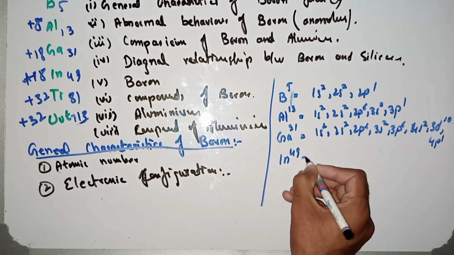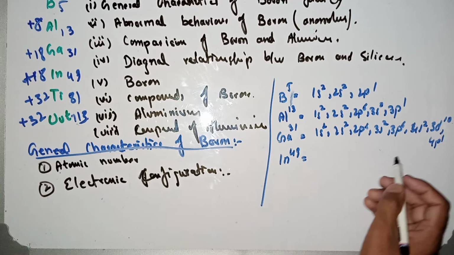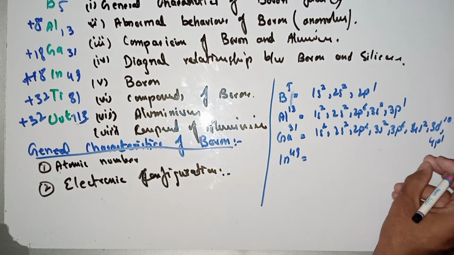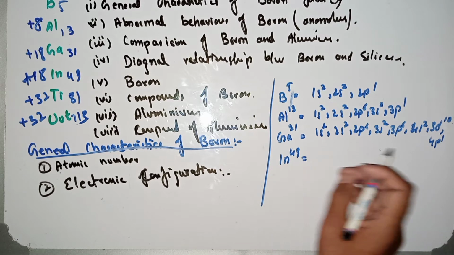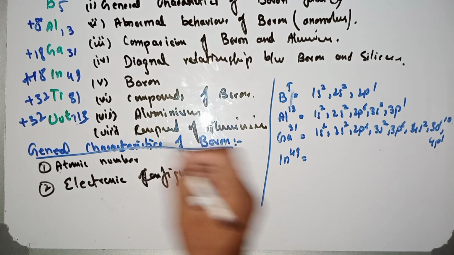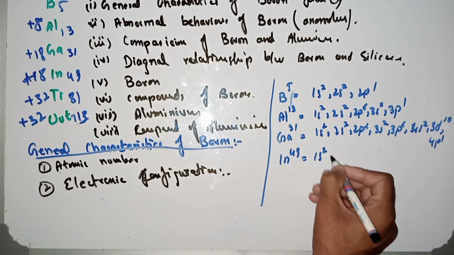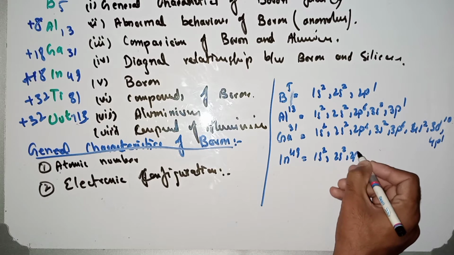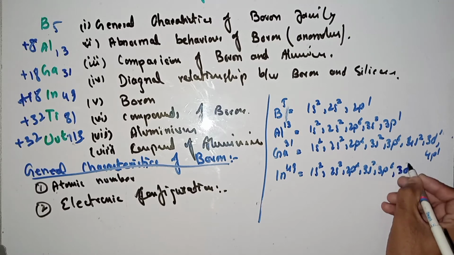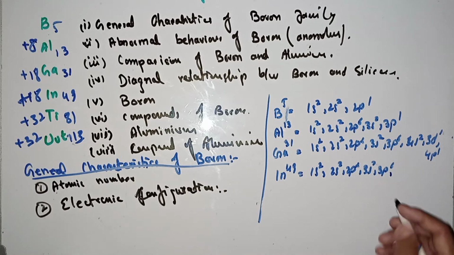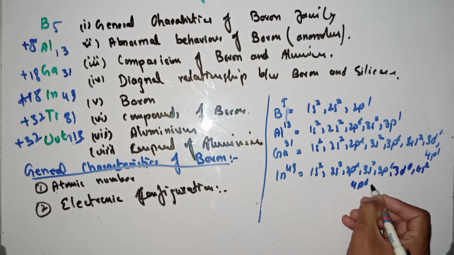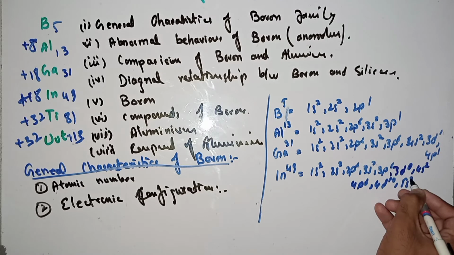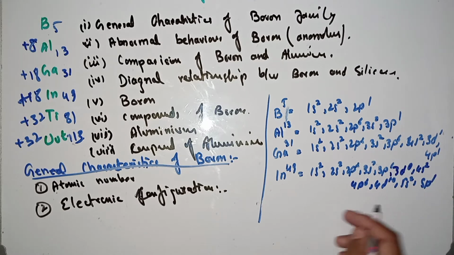After that comes indium, the next element in this group. Indium has atomic number 49. In gallium, the 3d orbital enters the inner shell. So in indium, the electronic configuration becomes 1s2, 2s2, 2p6, 3s2, 3p6, 3d10, 4s2, 4p6, 4d10, 5s2, 5p1. These are the electronic configuration of indium.